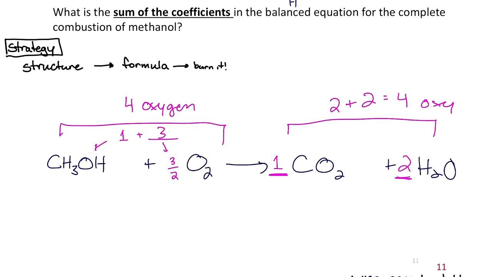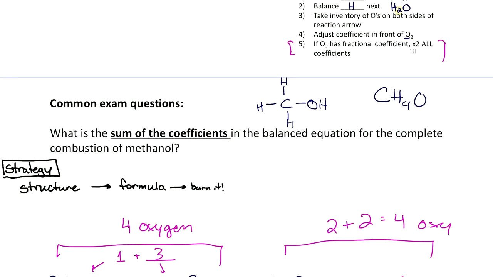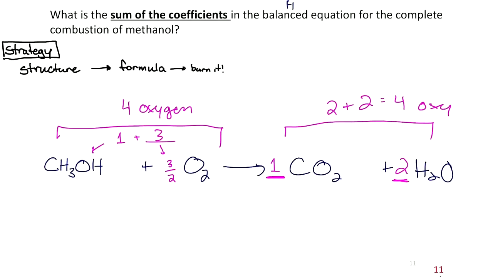You can put 1.5, but I'm actually not done yet. The reason I put 3 over 2 is because we can't have a fraction in our coefficients. So to get rid of it, this is the very last step of my strategy, but this is only if O2 has a fractional coefficient, like 3 halves or 1.5. We just want to multiply 2 across every single coefficient to get rid of it. Right now I have a coefficient of 1 in front of methanol, 3 halves in front of O2, 1 and 2. So I'm just going to take all of those coefficients and multiply by 2.